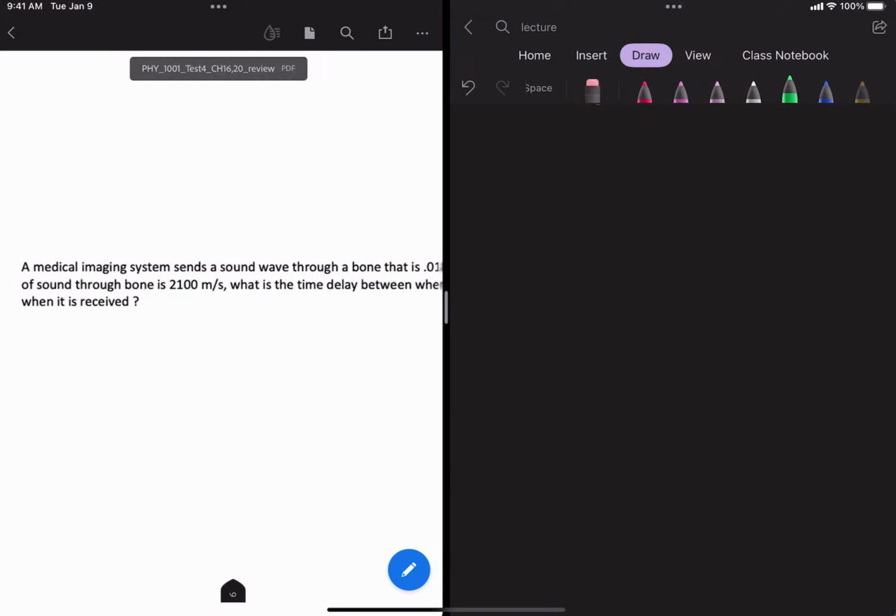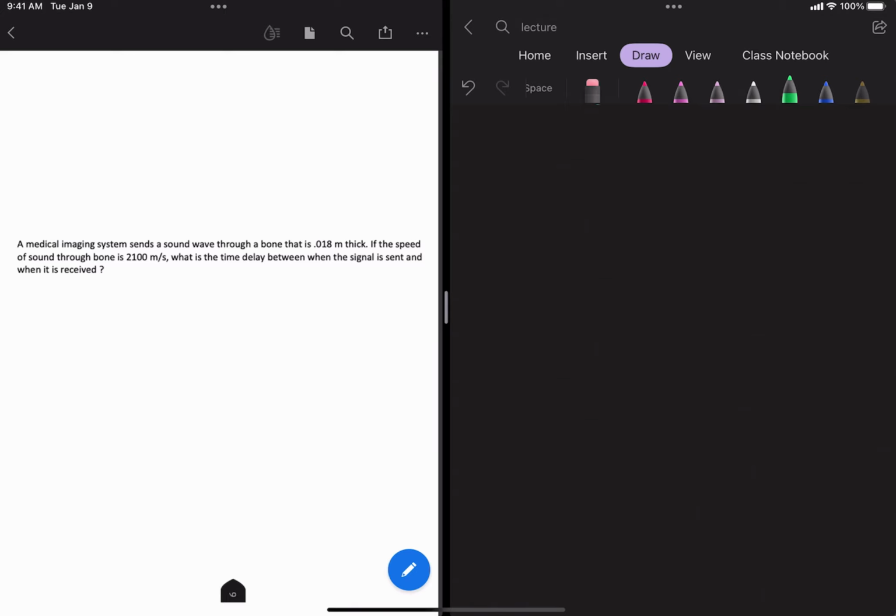Alright, so let's write down what's given. You have 0.018 meters, so that's the distance x. And you have 2,100 meters per second, that's a velocity. And it says we're trying to find the time. So here, the picture looks like this. So you have the bone.